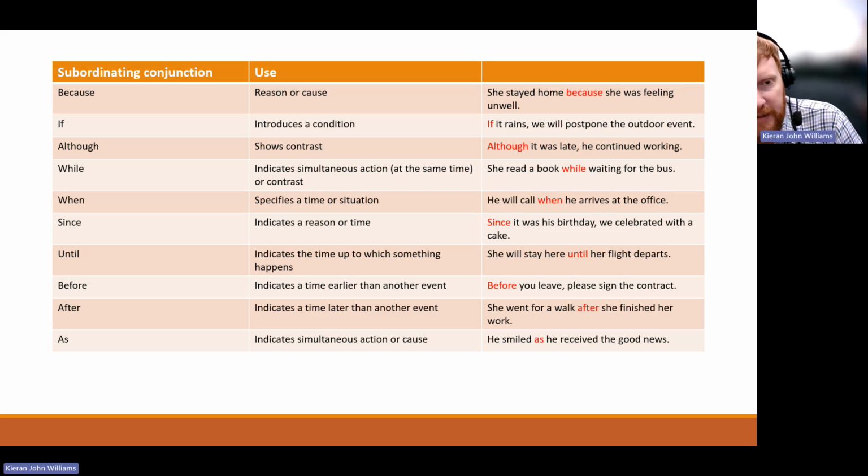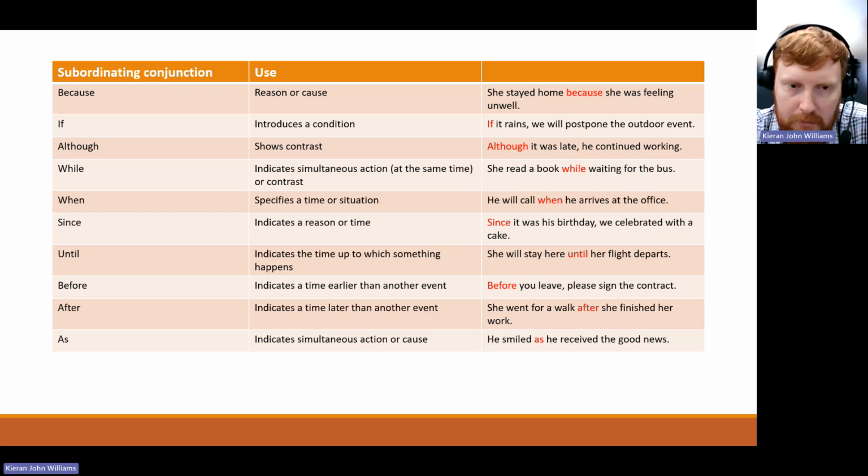If, you've probably seen this one before, and if talks about a condition. So if it rains, we will postpone the outdoor event. That means that there are two options. It could rain, and if it does, you will postpone it. And if it doesn't rain, something different will happen. So it's something with more than one possible choice. The next one, although. Although again shows a contrast, so it mixes a positive and a negative together. Although it was late, negative, he continued working, positive.